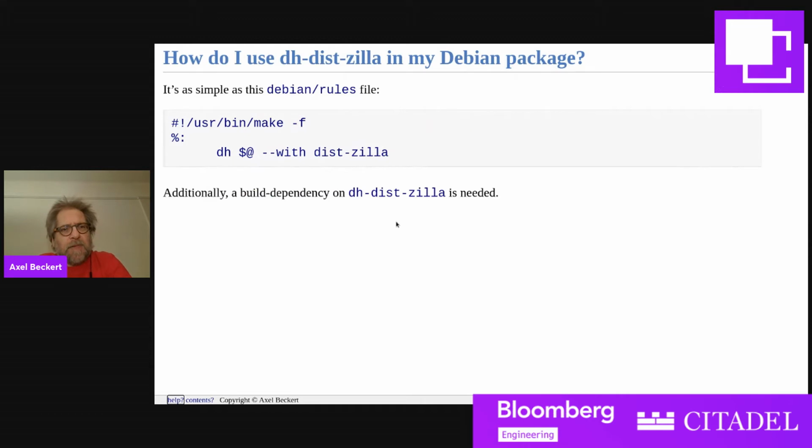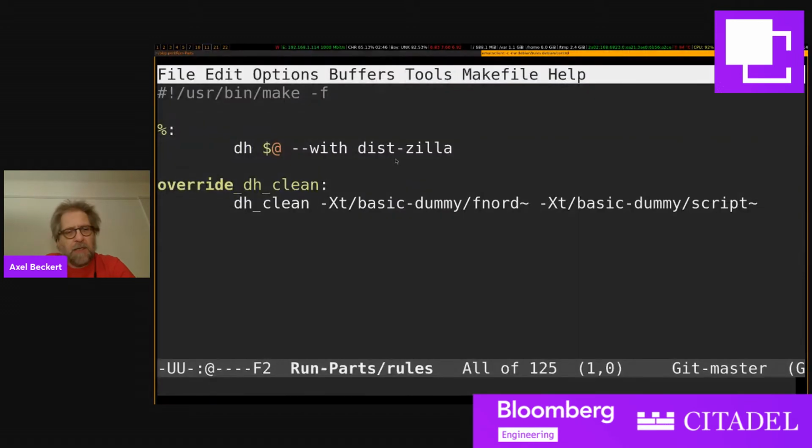So how can I use dh-dist-zilla in my Debian package? It's rather simple. The only thing you have to add is --with and then dist-zilla. That enables this sequence plugin which ships with dh-dist-zilla. And of course, you need a build dependency on dh-dist-zilla. So here's a short look at how this looks.